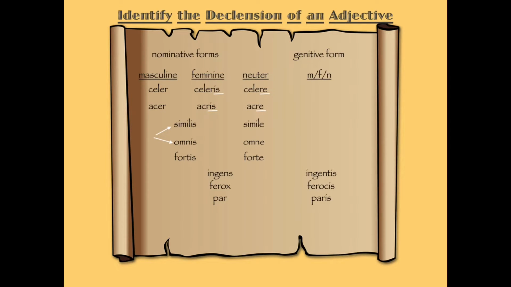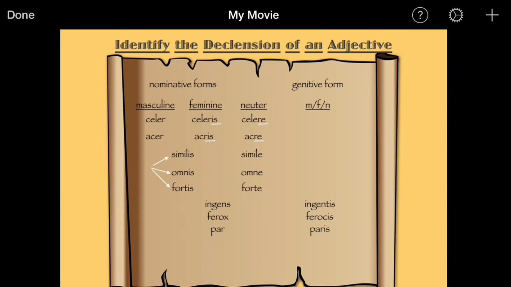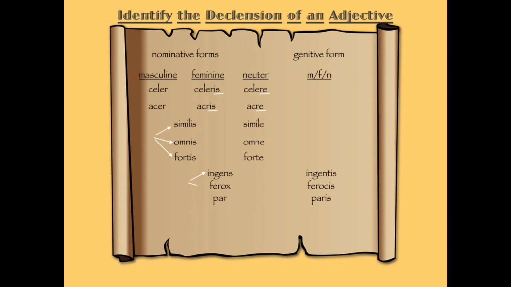Now let's take a look at the next set of adjectives on the list: similis, omnis, and fortis. Notice that there are only two nominative forms that are associated with these three adjectives. One of the forms is listed for both the masculine and the feminine nominative, and the other goes with the neuter nominative. The fact that there are only two forms and not three automatically makes it a third declension adjective.